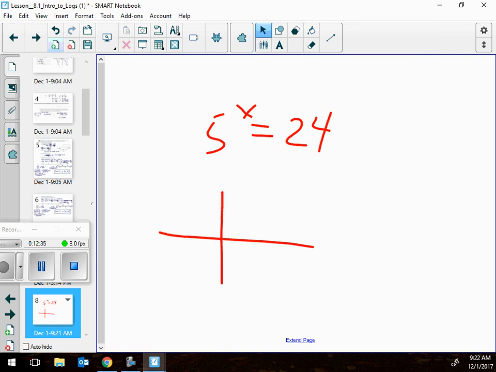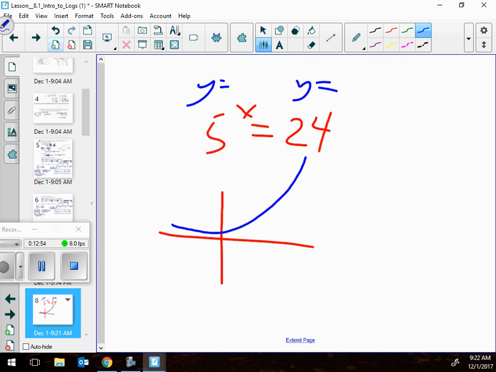Now, I want you to just think about it for a second. 5 squared is 25, so it's got to be kind of close to 2, doesn't it? 5 to the x is an exponential, and it looks like this. y equals 24 is a straight line that goes across like this, and wherever they cross must be my answer. It's like 1.94 or something, comma 24. What is that number exactly? 1.975. Thank you.